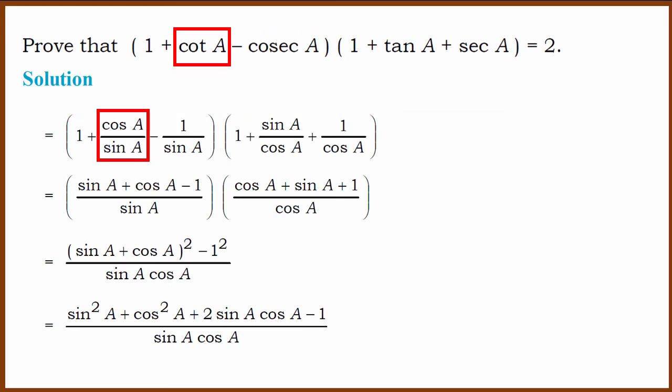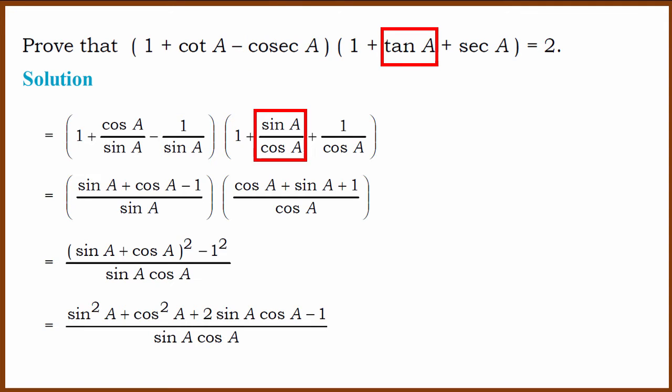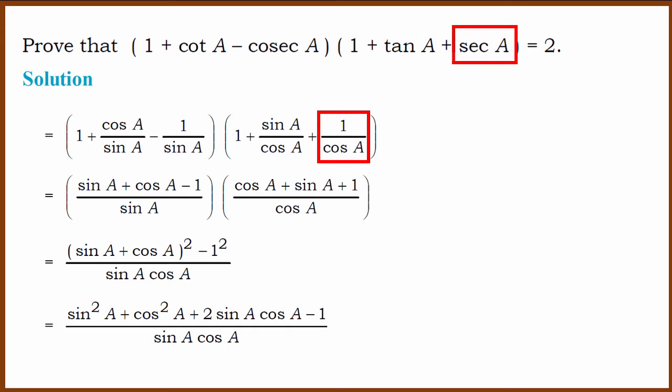Let's take the first one. We're replacing cot A with cos A by sin A. We're replacing cosecant A by 1 divided by sin A. We're replacing tan A by sin A by cos A. And we're replacing secant A by 1 divided by cos A. So using the trigonometric ratio relationships, we're just replacing cot, cosecant, tan and secant with sine and cos.